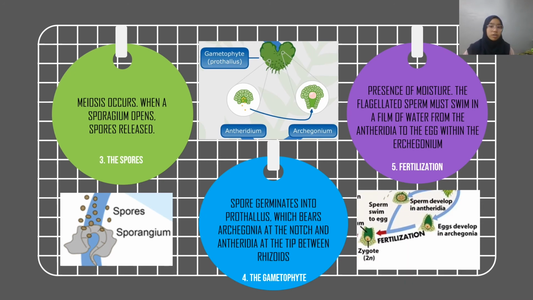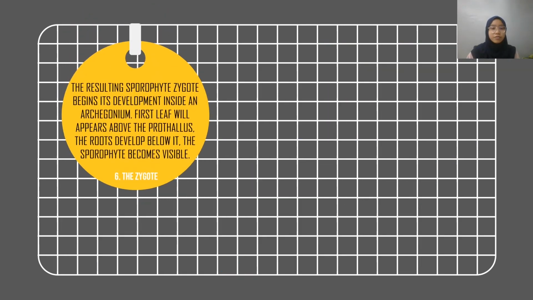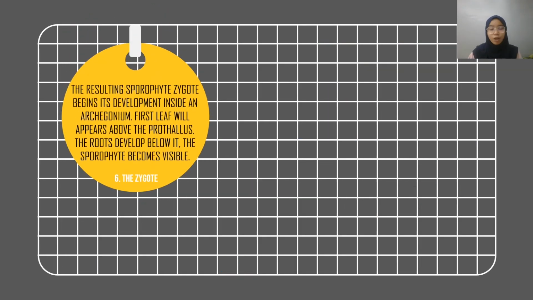After that, the process of fertilization. Fertilization only occurs when there is the presence of moisture. So, how does it happen? The flagellated sperm must swim in a film of water from the antheridia to the egg within the archegonium. Because of the fertilization process, the zygote will be produced.